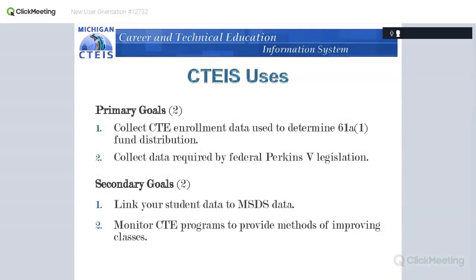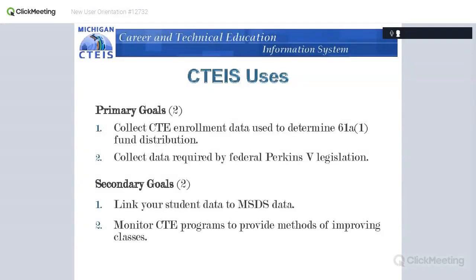We also use it to provide data for federal reporting to Perkins legislation. The Perkins legislation is the appropriation from the feds that provides funding for career and technical education in high schools. And so we want to keep them happy. So we have to provide them with a lot of data, and this is typically in the core performance indicator reports and some other reports.